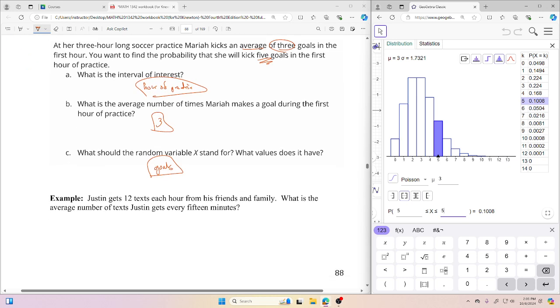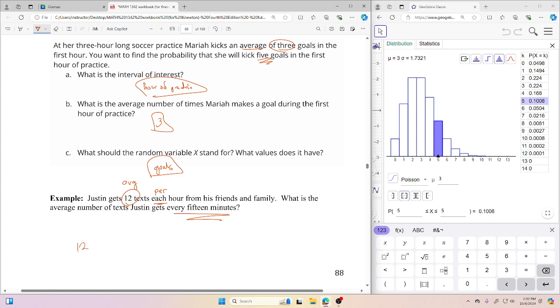Okay, Justin gets 12 texts each hour. Wow. But you can see, or you can say the word per, right? So 12 is going to be the average that we're going to use. What is the average number of texts that he'll get every 15 minutes? Pause. This is not a GeoGebra problem. Notice that they gave us the average, and they ask, what's the average? Isn't that weird? So it's actually just manipulating what we got.